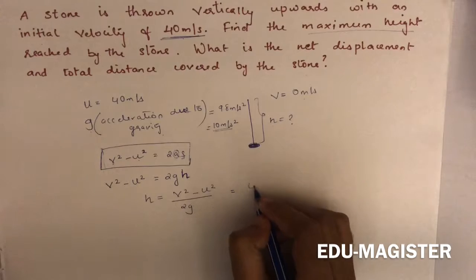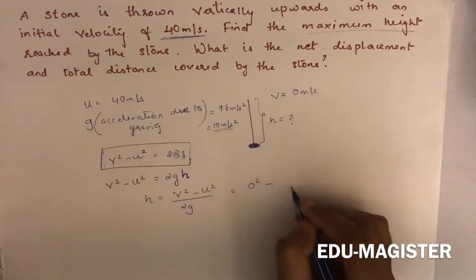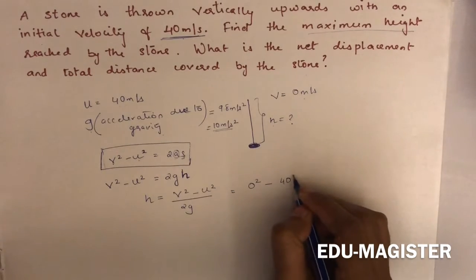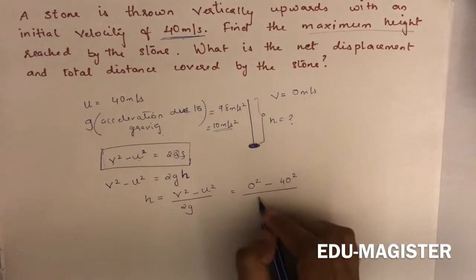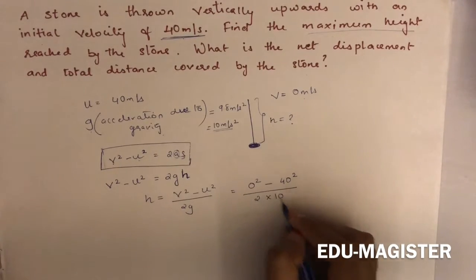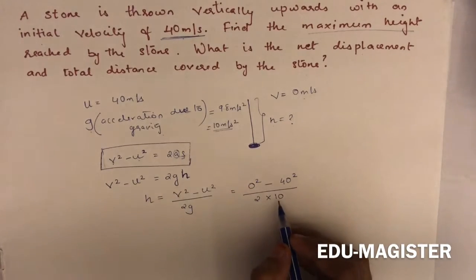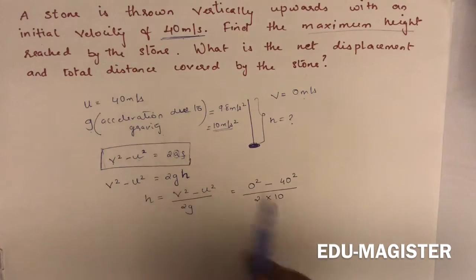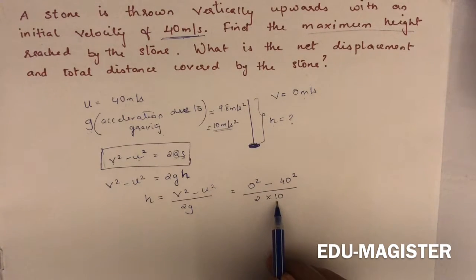v square is 0, so 0 square minus 40 square by 2 into 10. Again, I am reminding all of you, in case the question says to use 9.8 meters per second square as the value of g, then you must take that value. Here nothing is given, so for our convenience we are taking the value of g as 10.